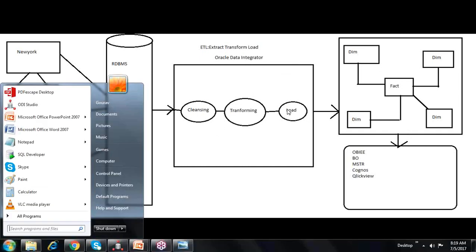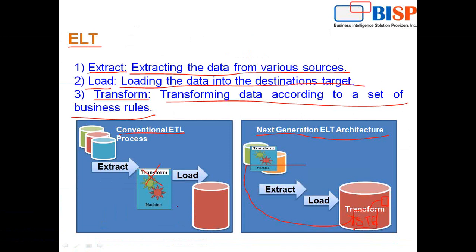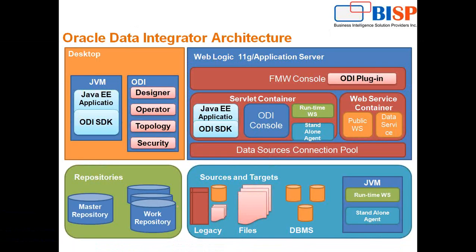Okay, so let's move ahead and talk about the architecture which ODI follows. The Oracle Data Integrator architecture looks almost like this, where at the bottom of the architecture you have repositories. There are two types of repositories in ODI: one is the master repository and one is the work repository. So what is the difference between the two repositories and why do we have two types of repository?